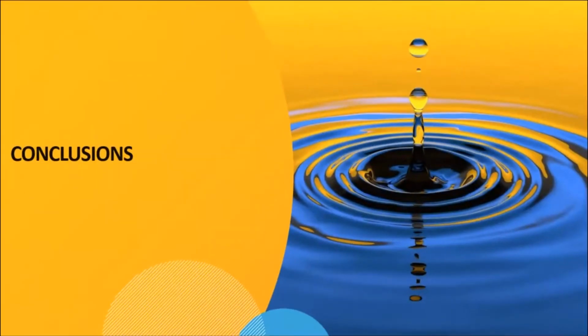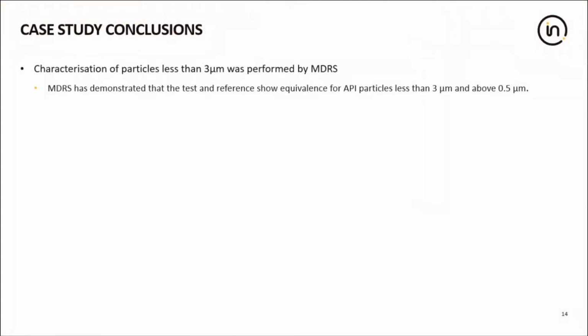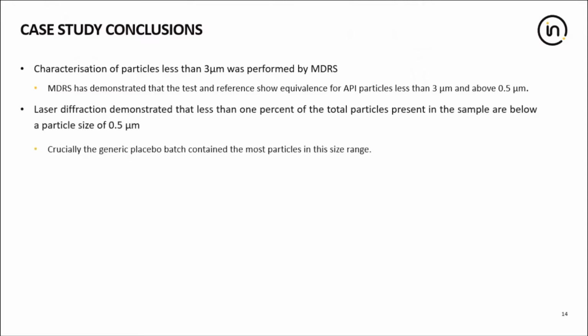So our conclusions from our case study were that characterization of particles under 3 microns by MDRS showed bioequivalence between the reference and generic products. Laser diffraction was then performed on the same batches, which demonstrated that less than 1% of the total particles present in both the reference and generic products are below a particle size of 0.5, and that the generic placebo batch contained a comparable and actually the most amount of particles in that range, and therefore we can conclude that only excipient exists in this size range.